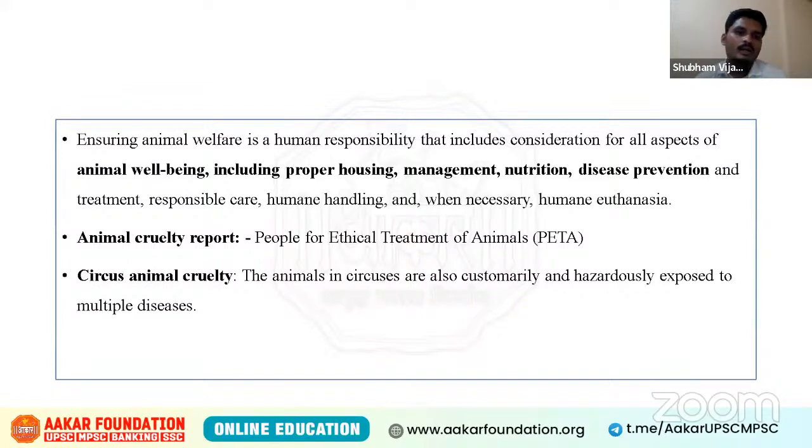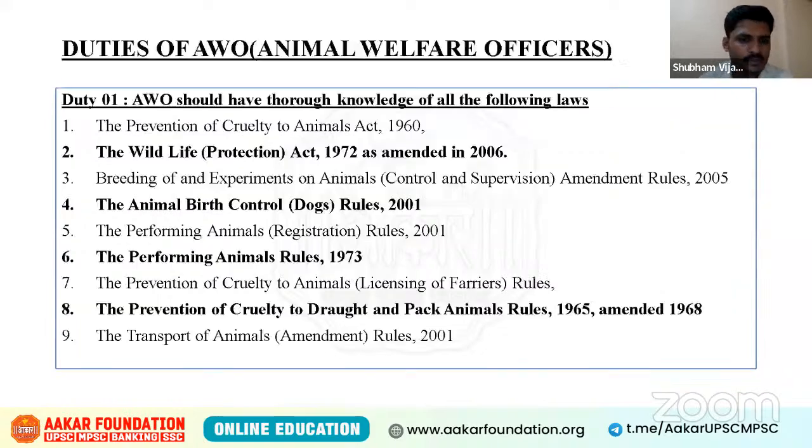If any cruelty is happening, then respective people can inform the authority, PETA, that is People for Ethical Treatment of Animals. And one more type of cruelty may happen towards animals, that is in the circus. We all must have witnessed in our childhoods that animals in circuses are customarily and hazardously exposed to multiple diseases because they are only utilized for entertainment purposes. They are not kept under proper housing or management, and nutrition is very poor. That's why this is called circus animal cruelty.